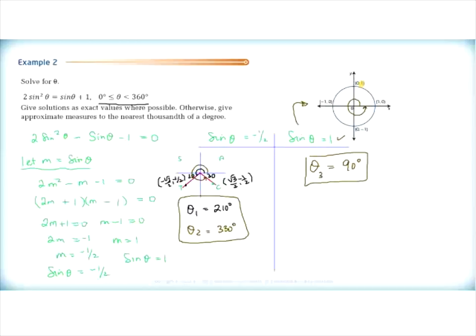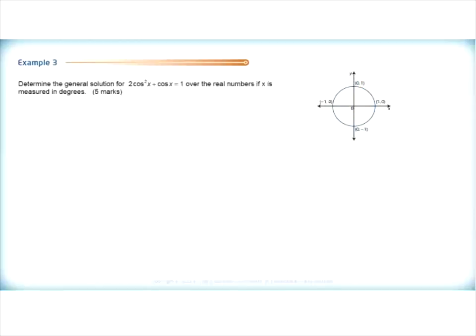And that ends that particular example. Let's do one more. Now this time we're looking for the general solution. Determine the general solution of 2 cosine squared x plus cosine x equals 1 over the real numbers if x is measured in degrees. Again, we're doing it in degrees.